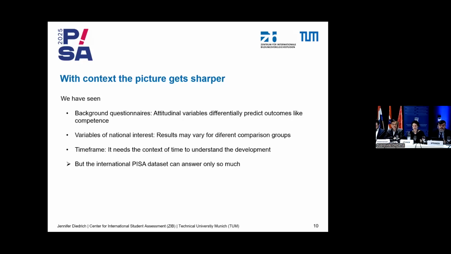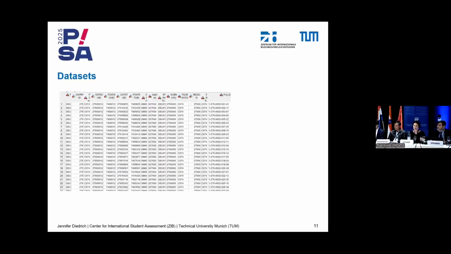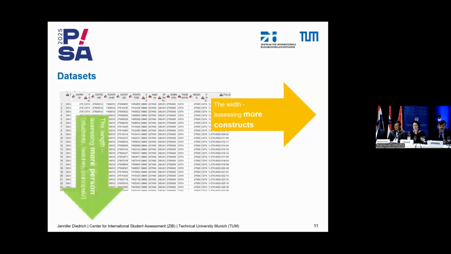Sometimes we might also have questions that exceed these questions of international interest or that made their way into the full data set. For that, in Germany, we have quite a tradition of expanding the basic data set in two dimensions. The first dimension is the width, so including more constructs, asking more questions, doing more tests, and also in length by including more persons, having an oversample in students, teachers, or principals.